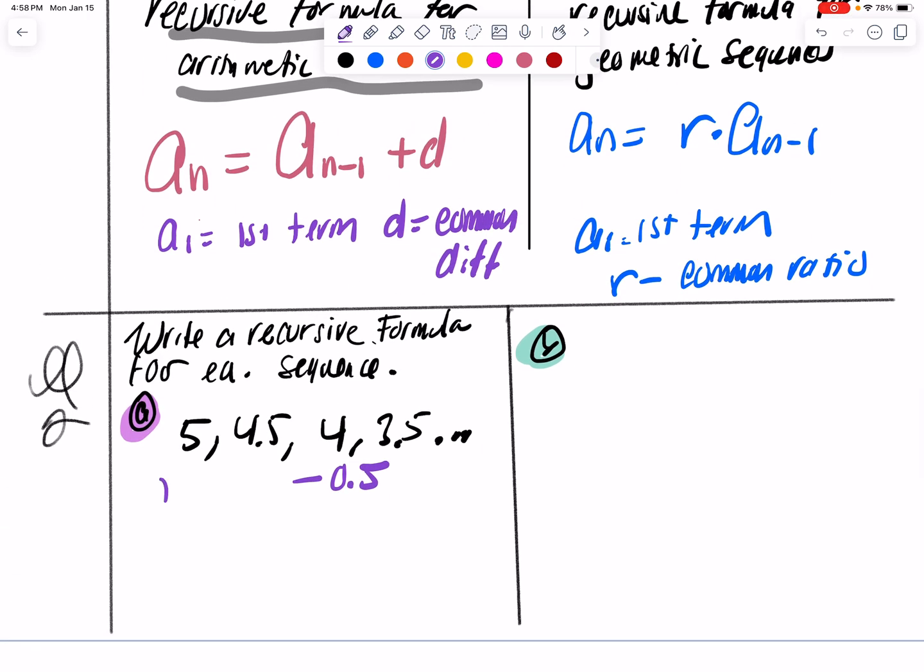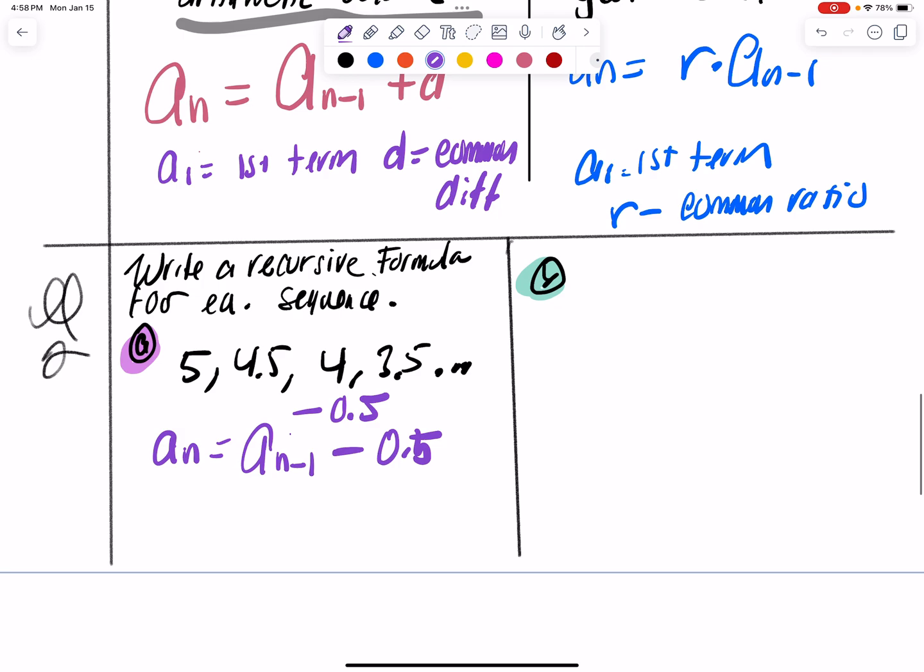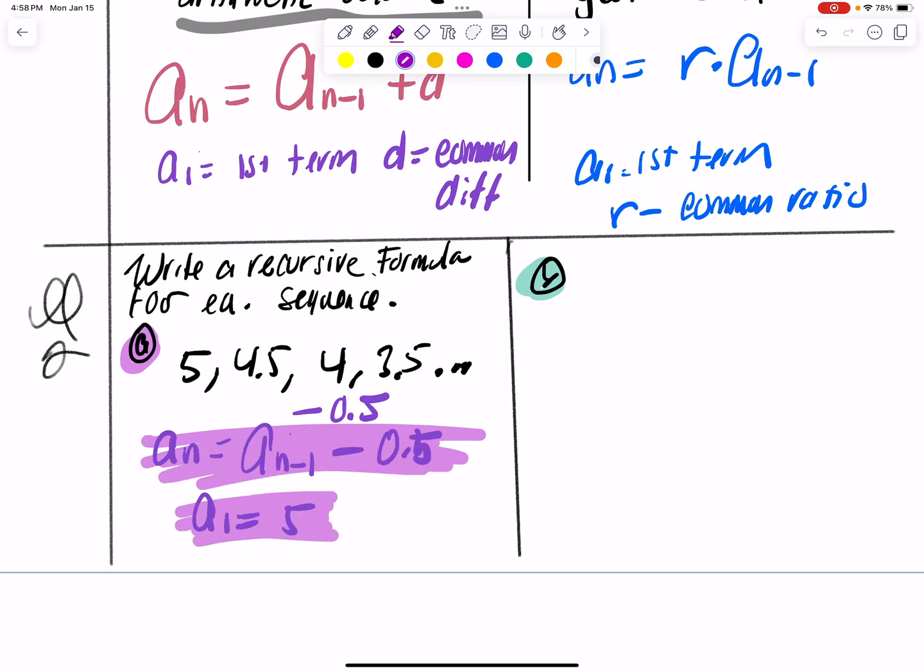So it's going to be a_n. Oops, that looks like a 9. a_n equals, okay, you guys, a_n minus 1 is going to stay like that. And then it's going down, so minus 0.5. And then a1 is 5. You have to give them all of this. This is the equation, and you have to state where it starts. Okay? So that's that. And then for geometric, it looks like this. They have 36. And then again, it's going down.